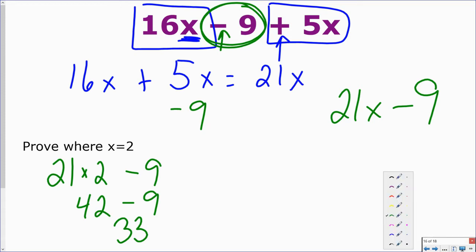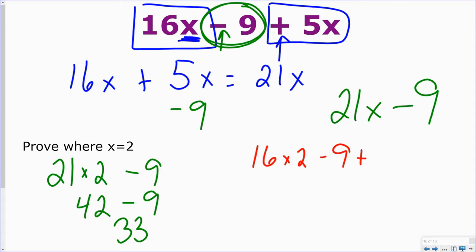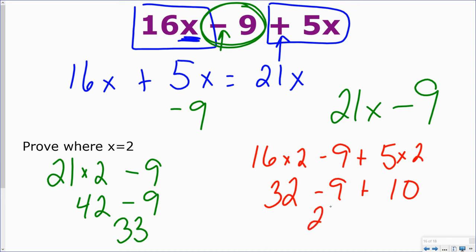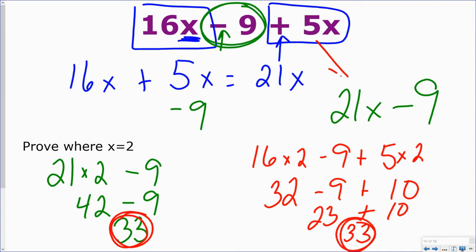And then if I use my original expression, I would have 16 times 2 minus 9 plus 5 times 2. Well, 16 times 2 is 32 minus 9 plus 5 times 2 is 10. 32 minus 9 is 23 plus 10. 23 plus 10 is 33. So again, I see that this 33 and this 33 are equal. So that means these two expressions are equivalent.